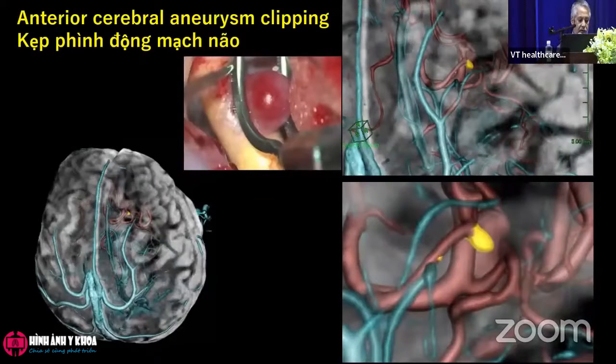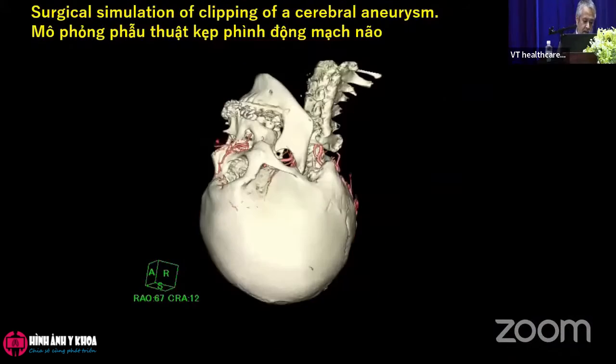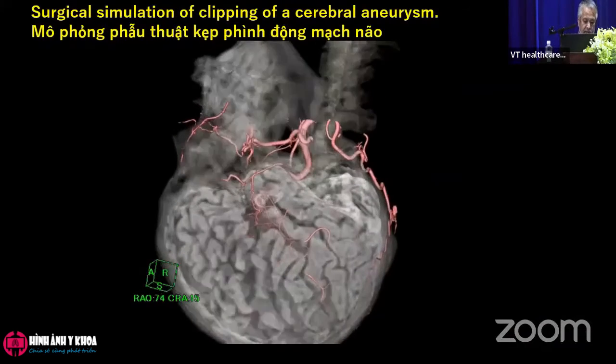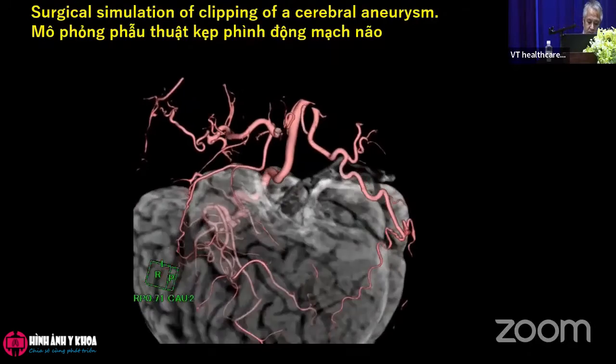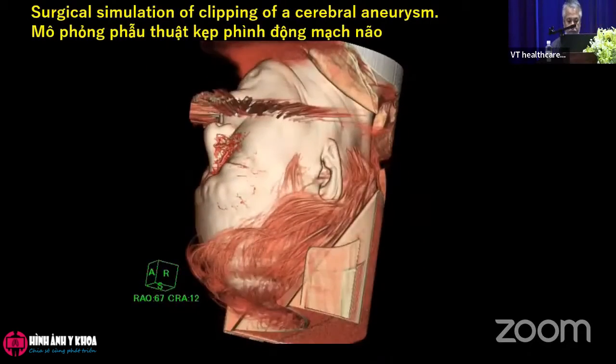A simulated 3D image of clipping of a silver aneurysm is shown. It requires that the doctor observe at the angle of the actual surgery, or the same direction as the surgical field. You can watch a video of surgical simulation of cerebral aneurysm clipping.